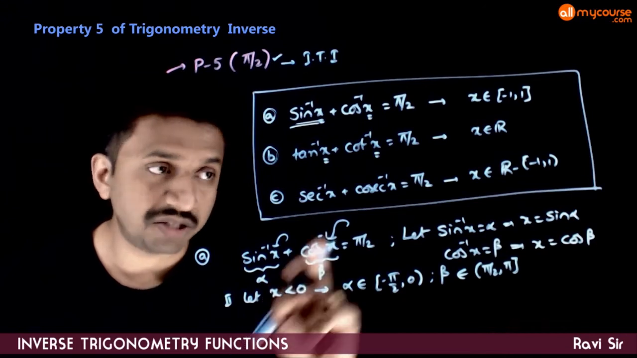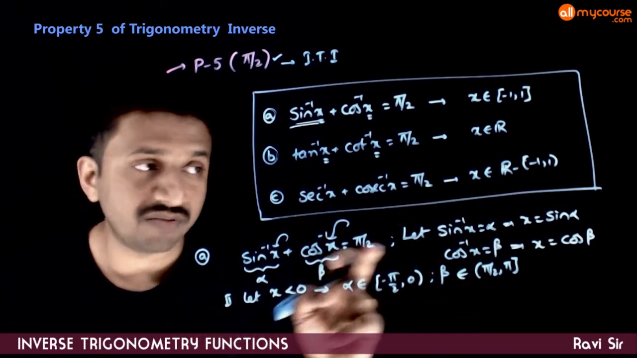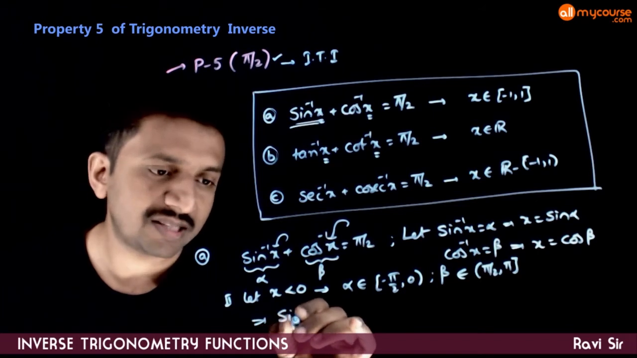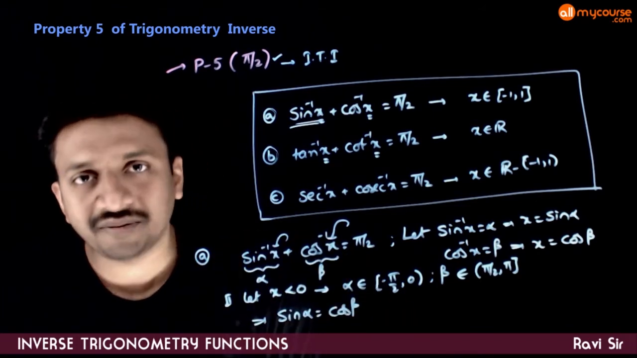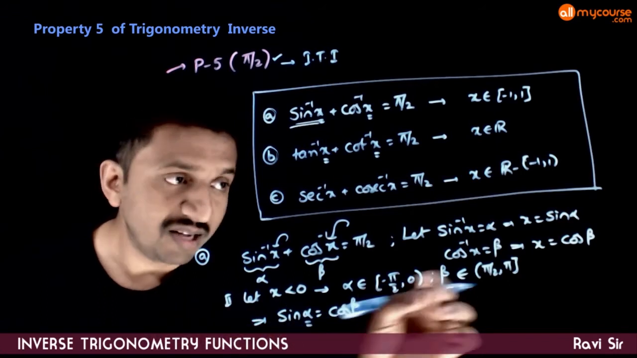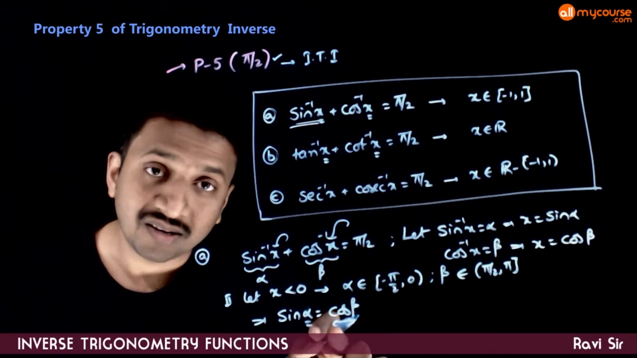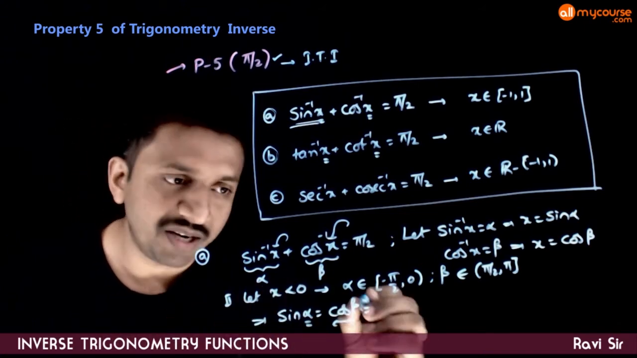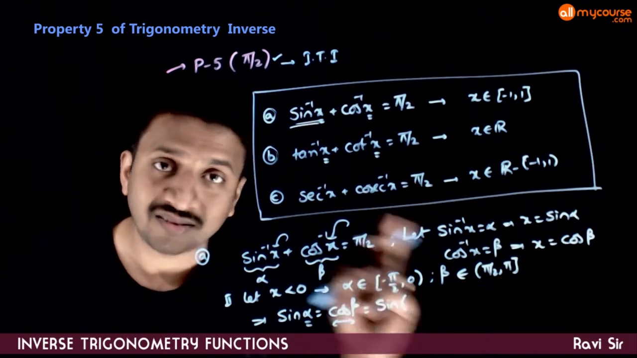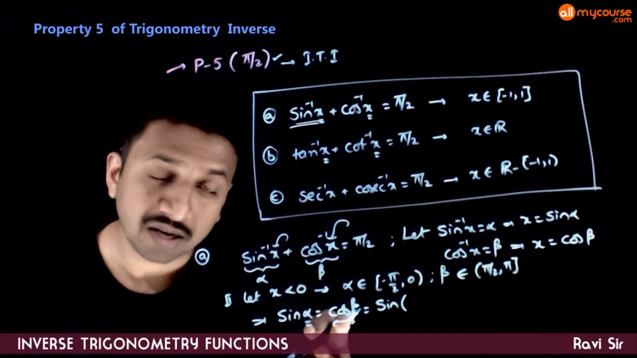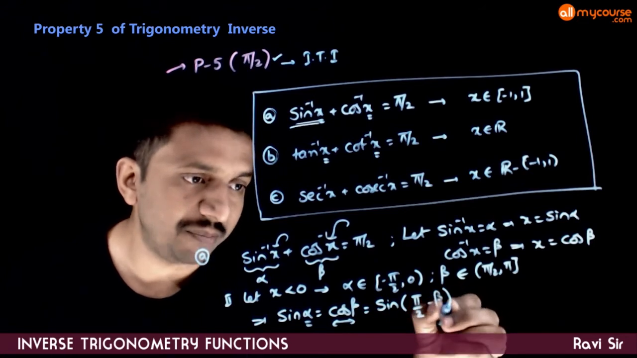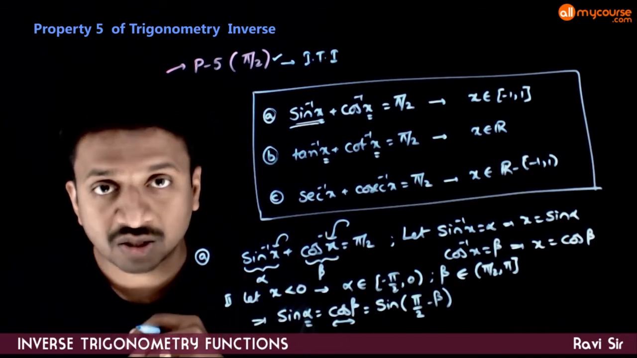And now from the derivation, sine inverse x is equal to alpha and cos inverse x is equal to beta, implies x is equal to sine alpha, x is equal to cos beta. This implies sine alpha is equal to cos beta. Now alpha is in the fourth quadrant, sine alpha is negative, beta is in the second quadrant, so cos beta is also negative. Beta is in pi by 2 and pi. So cos beta can be written as sine of pi by 2 minus beta, right?